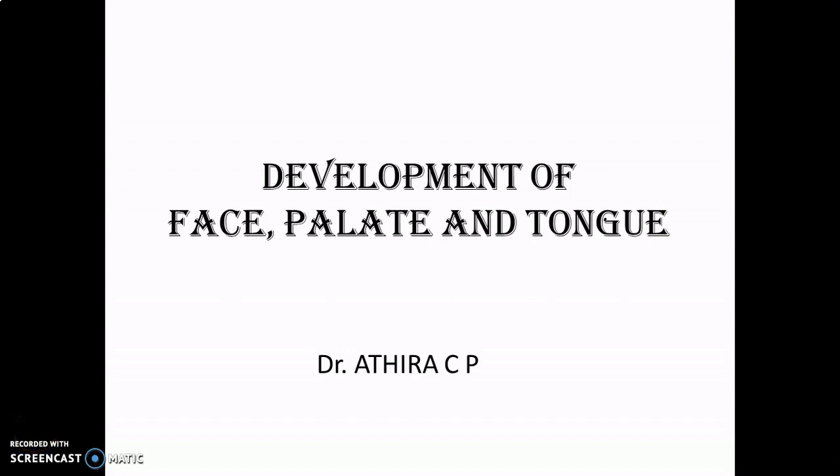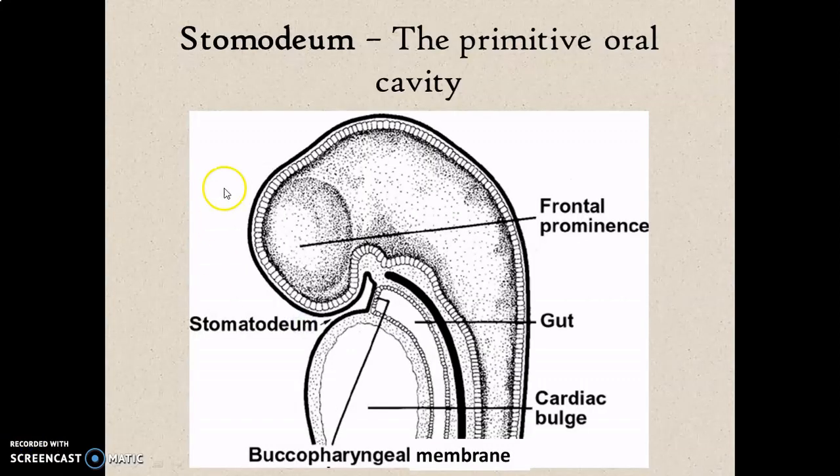This is a video to describe the development of face, palate and tongue. As the embryo is folded in two planes, the primitive oral cavity or stomodium forms, which is bounded above by a bulge known as frontal prominence, below by a bulge known as cardiac bulge where the future heart is forming, and it is separated from the foregut by a membrane formed of ectoderm and endoderm known as buccopharyngeal membrane.